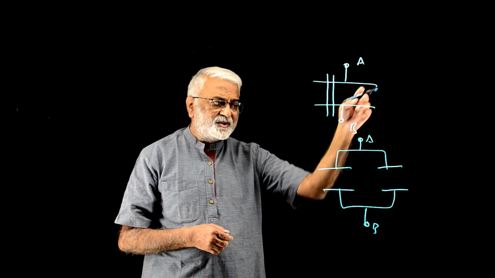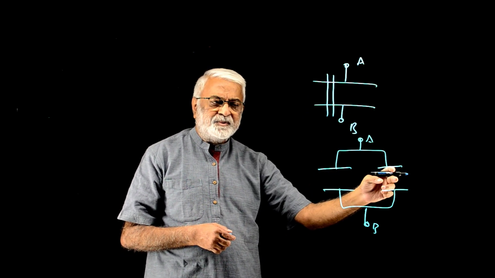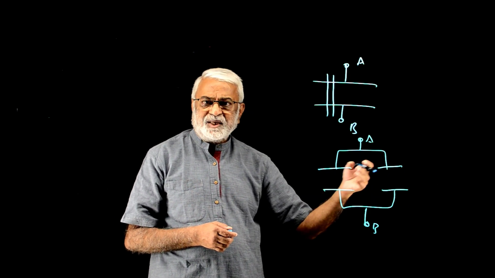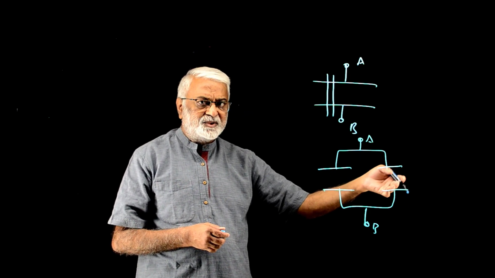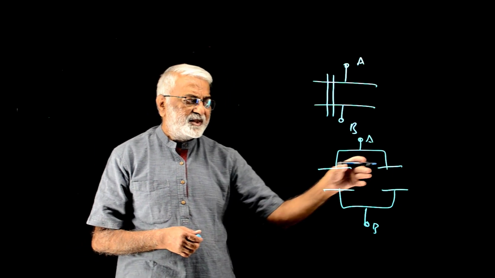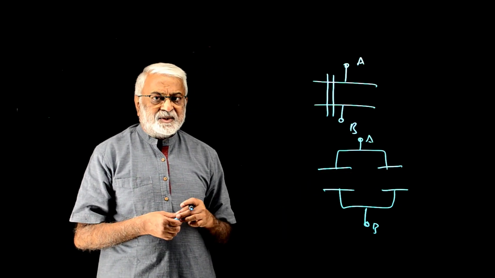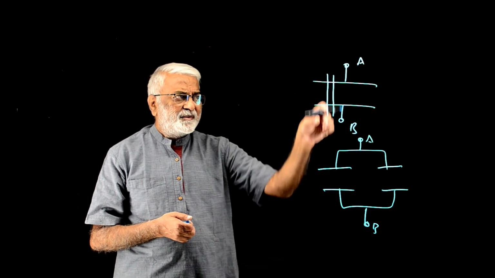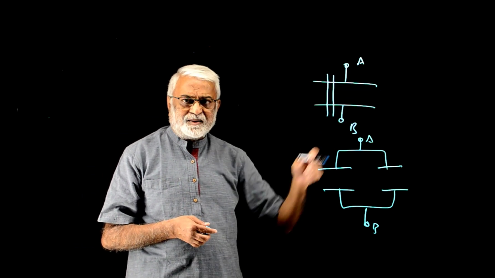If this capacitance is C, this will be C by 2, and the other C by 2, and they are in parallel, so C effective is C1 plus C2, C by 2 plus C by 2, that's C. That is, imagining this hasn't changed the capacitance. In a similar way, imagine small pieces which are in parallel.